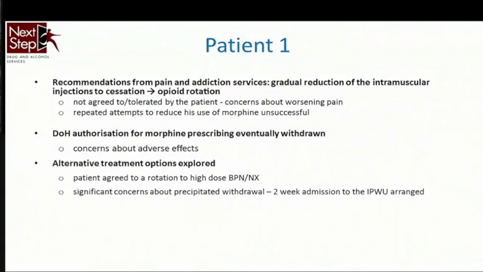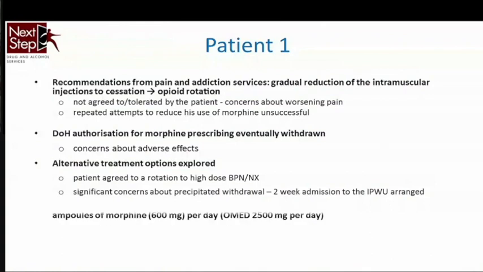We decided we needed to get him under the dependence pathway. You might ask, why didn't we just put him on Northspan or sublingual buprenorphine instead of something else? Because we felt he needed the higher doses that would not be possible through any other pathway. So he wasn't probably the most ideal candidate from an illicit use point of view for substance dependence, but he certainly was opioid dependent. There were obviously significant concerns about precipitated withdrawal, so we arranged a 2-week admission in the inpatient withdrawal unit.